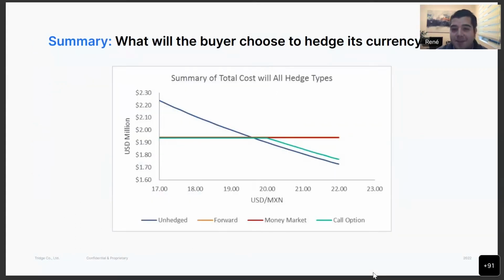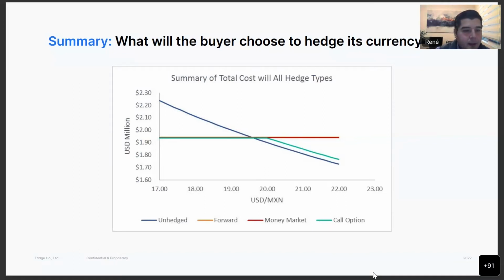So this is the summary of the scenarios that the buyer will be presented with. Okay, so the blue line is the unhedged scenario. As you can see, it's downward. It's a blue downward sloping line. So this is the range of all of the scenarios he can get. Okay, so if he doesn't hedge, he can pay as much as 2.20 something million dollars for the pesos he needs, or he can pay as little as $1.70 million. Okay, this is of course what he wants.